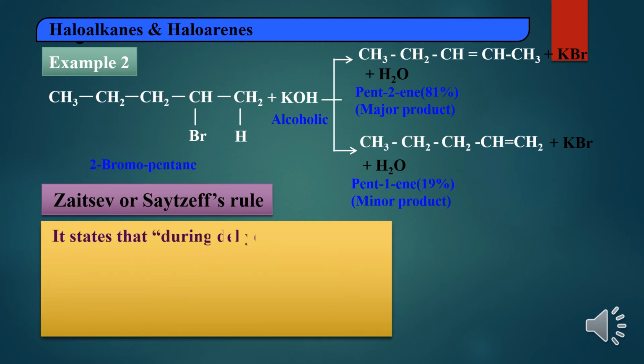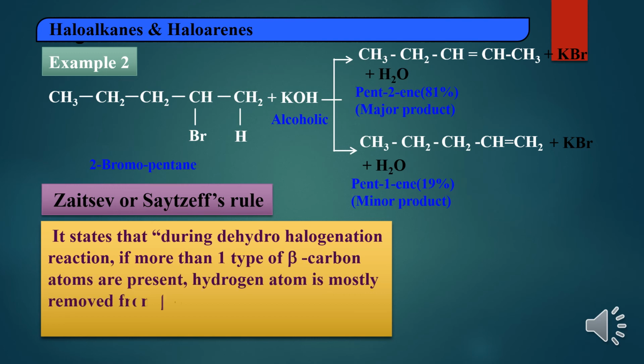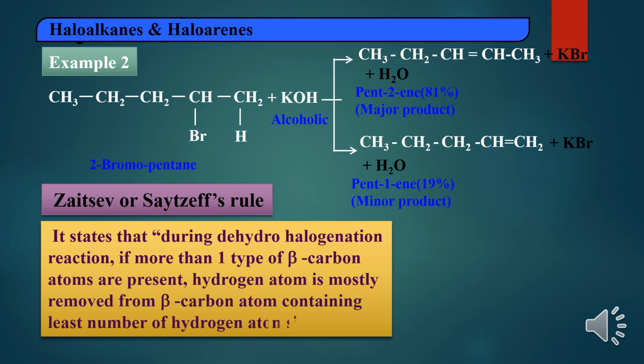According to this rule, during a dehydrohalogenation reaction, if more than one type of beta carbon atoms are present, then the hydrogen atom is mostly removed from the beta carbon atom containing the least number of hydrogen atoms. So according to Zaitsev's rule, during dehydrohalogenation, if it contains more than one beta carbon atom, the hydrogen will be eliminated from the less hydrogen containing carbon atom.